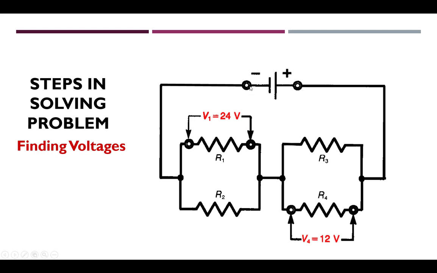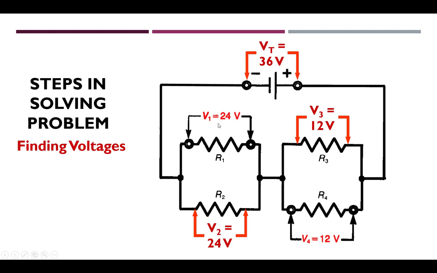All right, finding voltages. What I have here is 24 volts across this parallel connection. I have 12 volts across this parallel connection. That tells me that this voltage and this voltage can be added together to give me this voltage. So this voltage is 36 volts. Because these are in parallel, V3 is the same as V4, V1 is the same as V2.